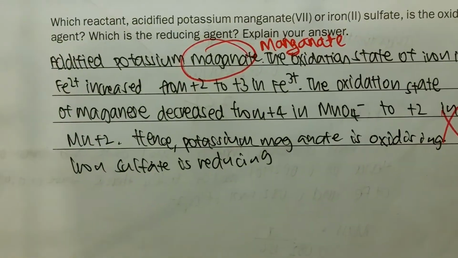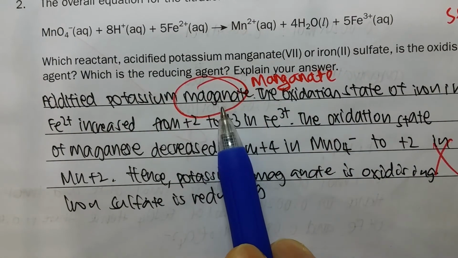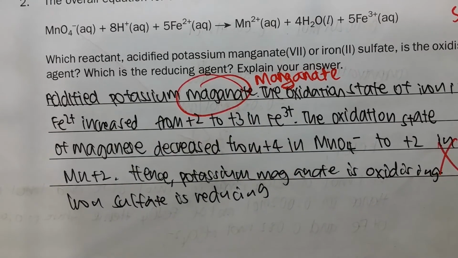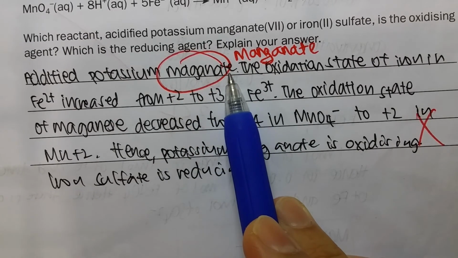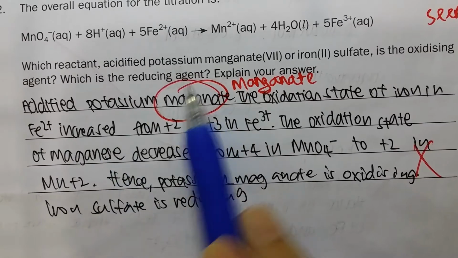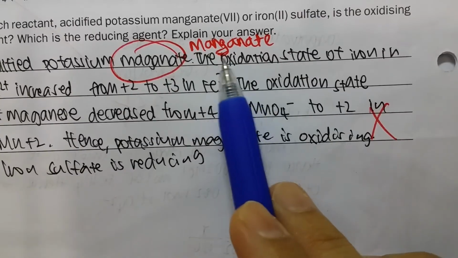Let's look at another answer. This one. See, the spelling is also wrong. This kind of careless mistake you need to avoid. Now again, acidified potassium manganate. The question asks you which one is the oxidizing agent, which one is the reducing agent. You just state the name of the chemical without telling me whether it's a reducing or oxidizing agent. And then let's look at your explanation.